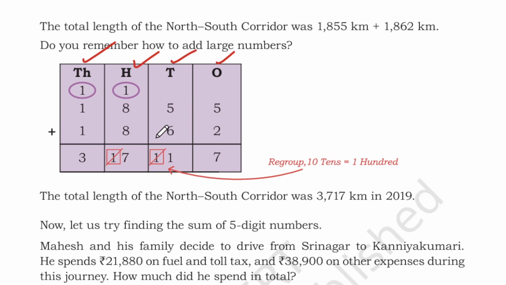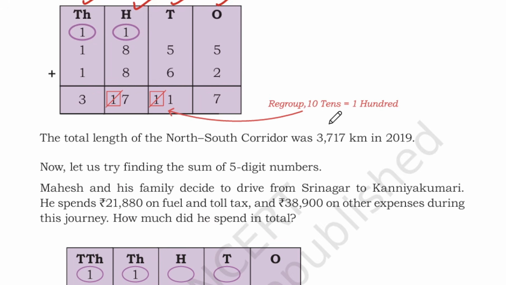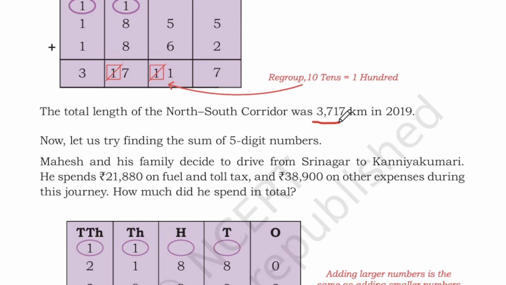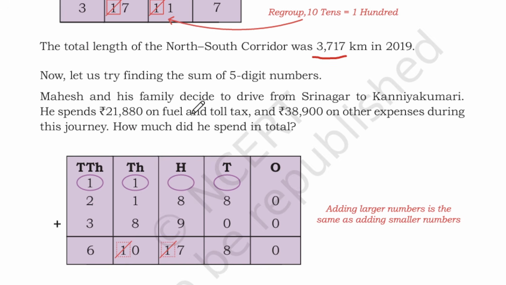So 1, and we carry 1 from the ones place to hundreds. So 8 plus 8 is 16, 16 plus 1 is 17. So 7, and 1 goes to the thousands place. So 1 plus 1 is 2, 2 plus 1 is 3. So the total length of north-south corridors was 3,717 kilometers in 2019.